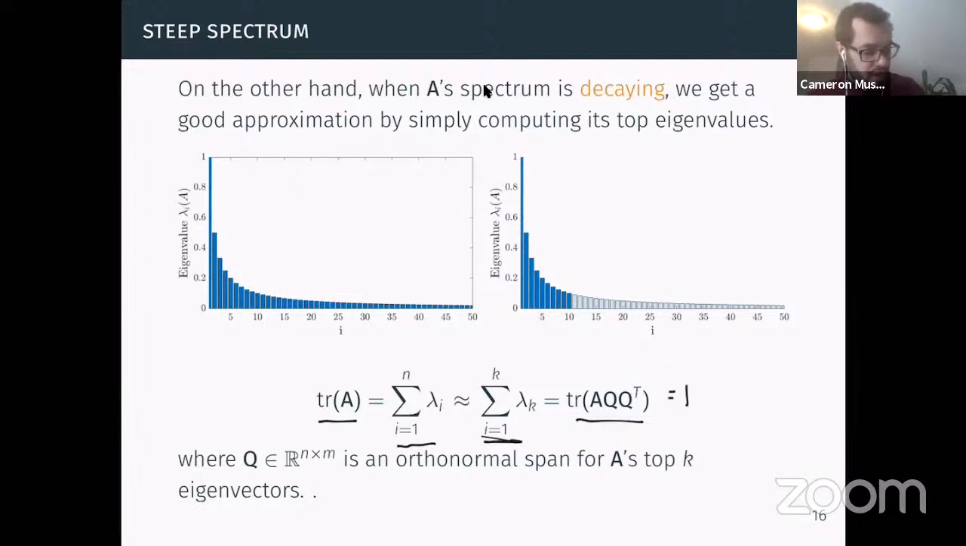Or in other words, using cyclicity of the trace, I can write this as trace of Q transpose AQ, where the columns of Q are my top k eigenvectors. So if I know my top k eigenvectors and my spectrum is decaying, then I can get a good approximation to the trace. I don't need to use Hutchinson's method. I can just add up my top k eigenvalues. Or if I want to write that in terms of a trace, that's trace of Q transpose AQ, and I can get a good approximation. Okay. So there are these competing paradigms. Flat spectrum, Hutchinson's does really well. Decaying spectrum, just computing the top eigenvalues and adding them up does really well.